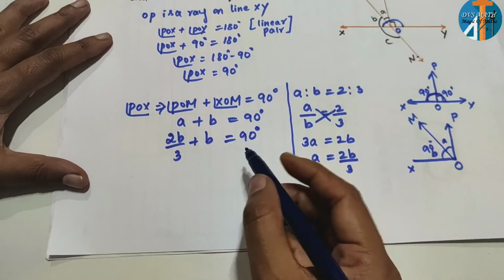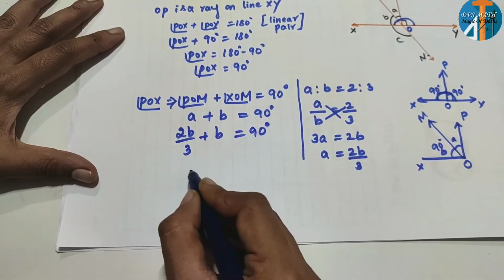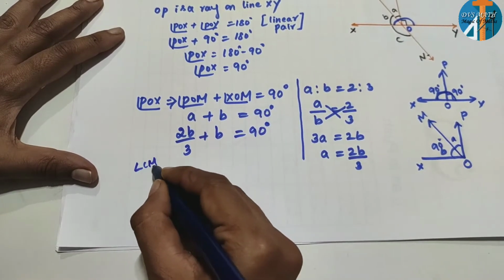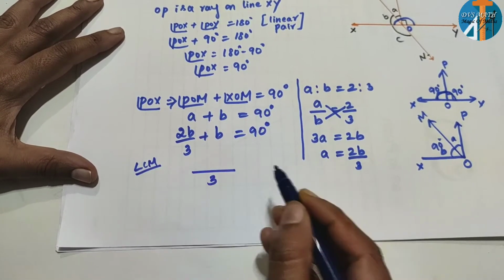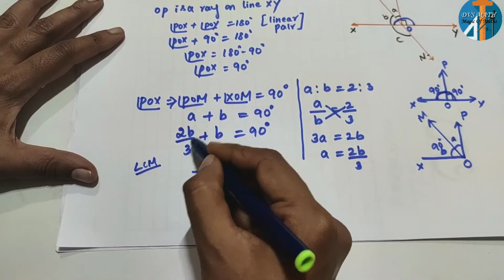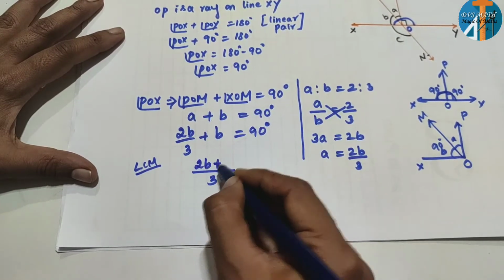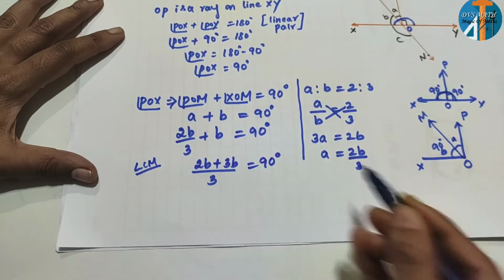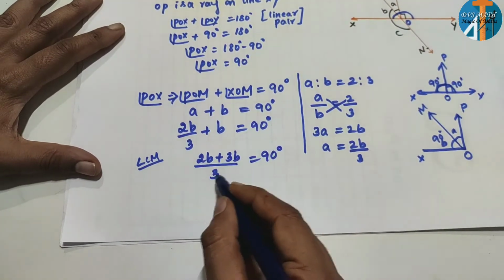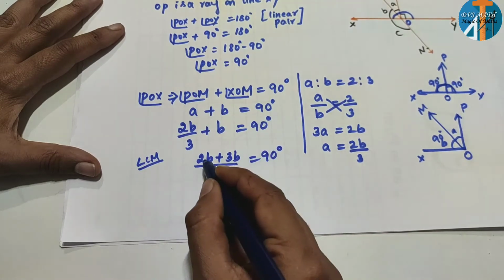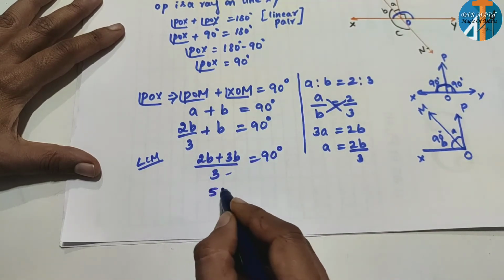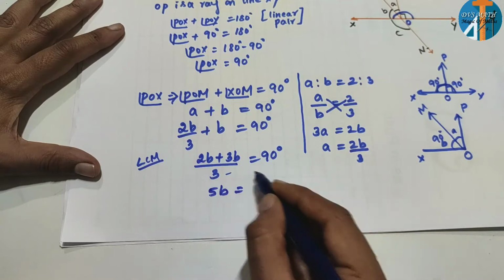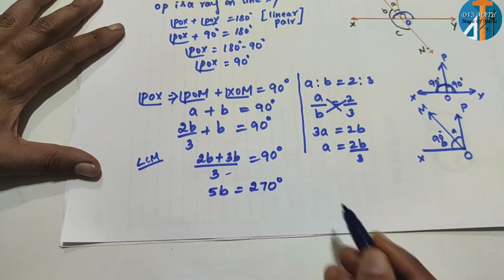Now taking LCM. If we consider LCM, 3 will be the LCM. First, if you multiply 3, the 3 cancels, 2B will be as it is. Here if you multiply 3, it becomes 3B is equal to 90 degrees. Now what happens? Cross multiply. 2B plus 3B, it is 5B. If you cross multiply, 9 3s are 270.